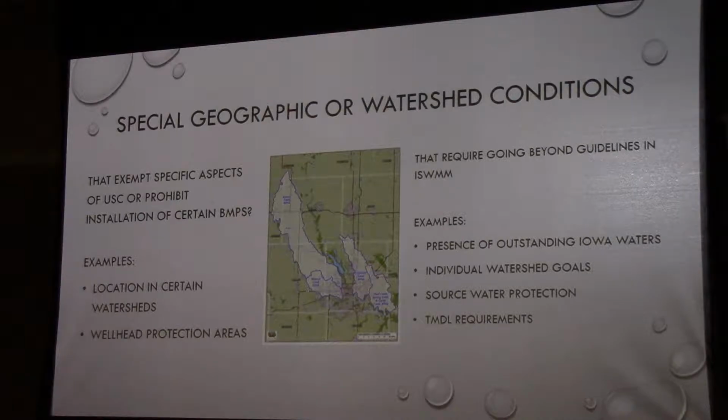And then there might be some special geographic or watershed conditions that require additional guidelines that you write as a community, or maybe things that are exempted or not being used. On one side you might have outstanding waters, individual watershed goals, TMDL requirements that make you want to have something additional in a guideline. There also might be some things where certain BMPs are prohibited, maybe wellhead protection areas, where you don't want certain things used because of those concerns. So just different things like that, if there's anything critical that you have an overlay district to add or exclude.